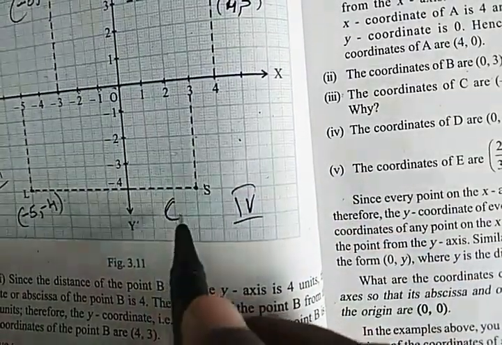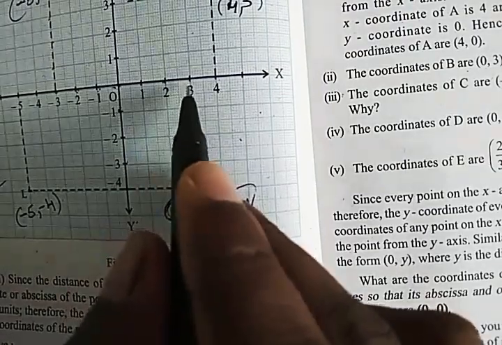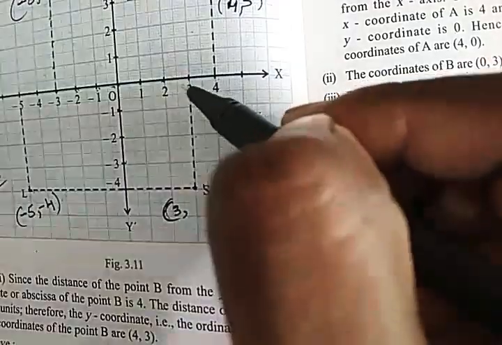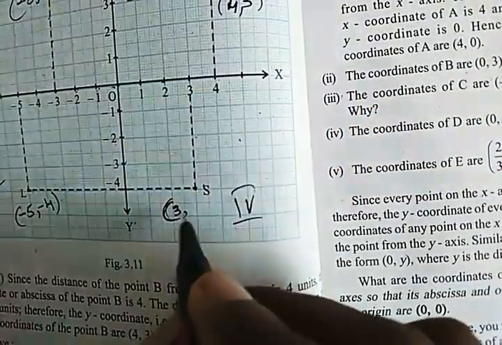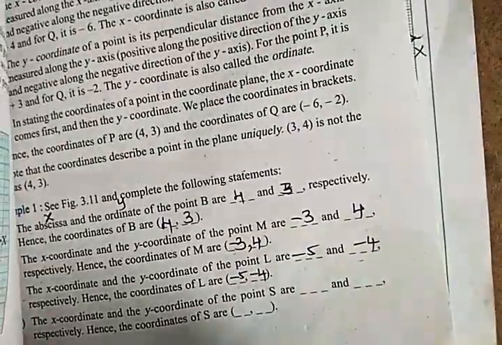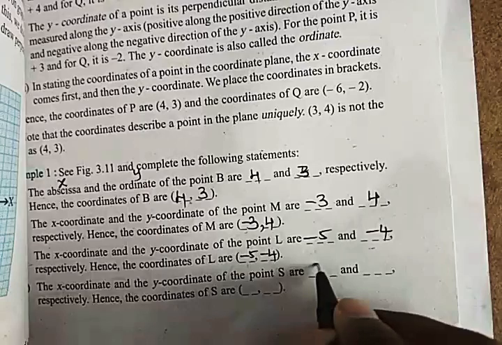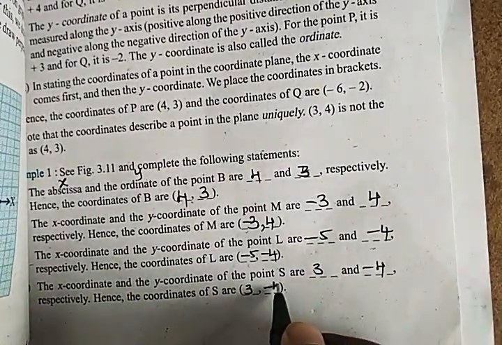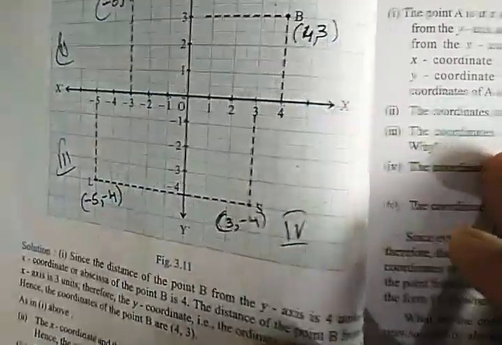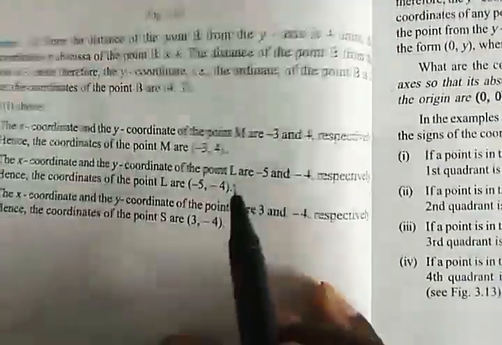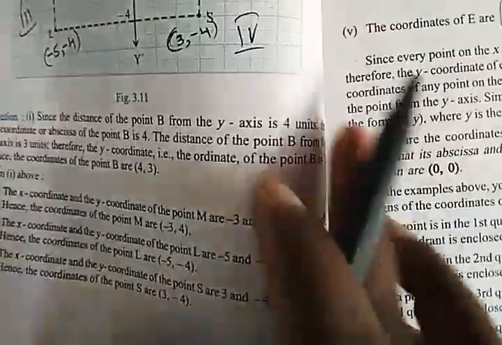So its coordinates are, on x axis, distance from y axis, that is x value is 3 units positive, and y value is 1 2 3 4 negative direction. So 3 comma minus 4. So write here as 3 comma minus 4. So this is how we write the coordinates of any point which is located on the Cartesian plane. All the answers are already given in the textbook for this example number 1.